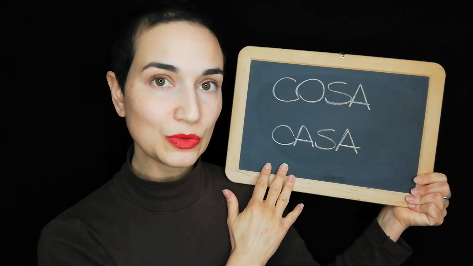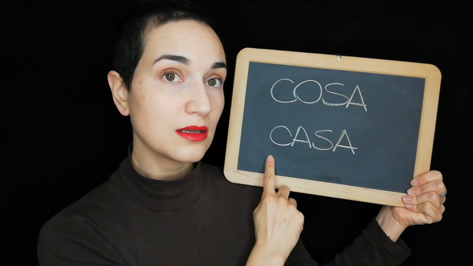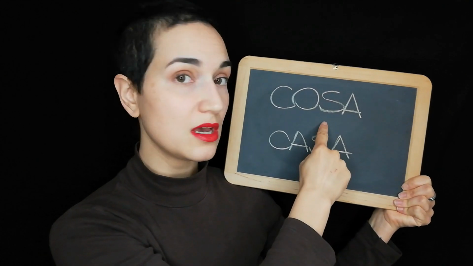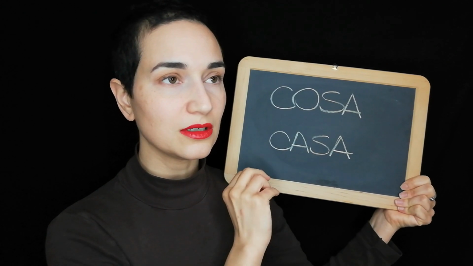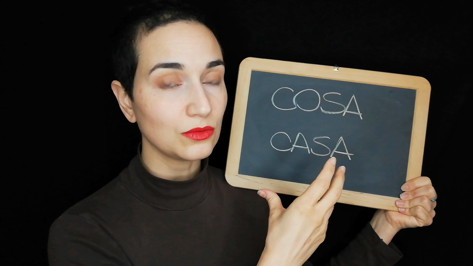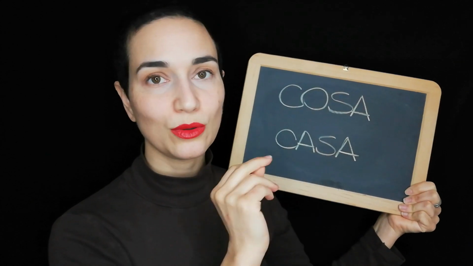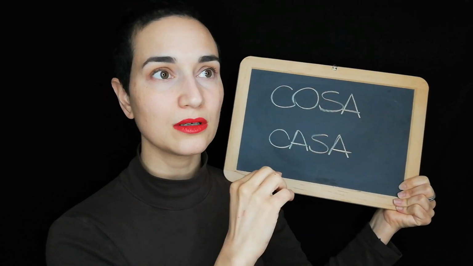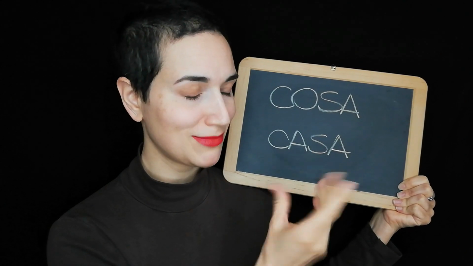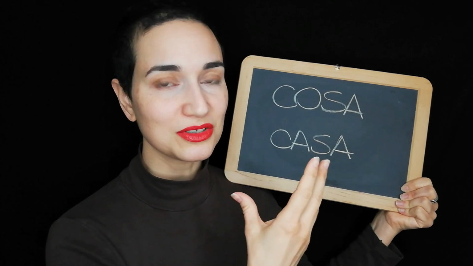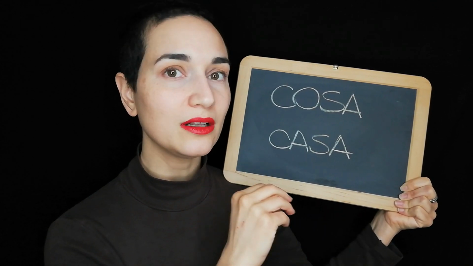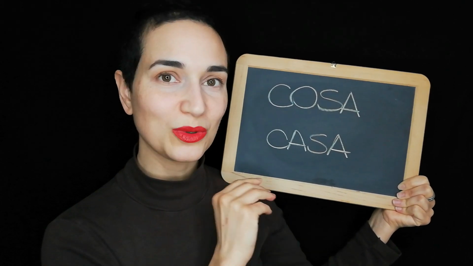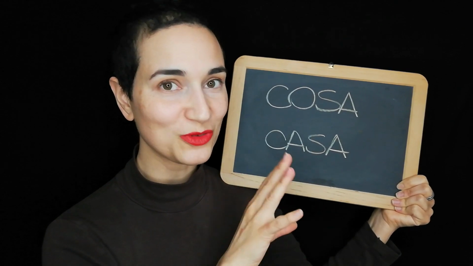Okay, so I've chosen these two words, cosa and casa, because I wanted to let you hear the differences in how we pronounce the S. That can be a soft sound S or a harder sound Z. So in the northern part of Italy, we tend to pronounce the S in these two words with a more resounding sound, with a more perceivable sound, a harder sound, casa, cosa. While in other parts of Italy, you might hear a softer sound, casa, cosa. So, are you ready to hear how we pronounce it differently? Let's go.